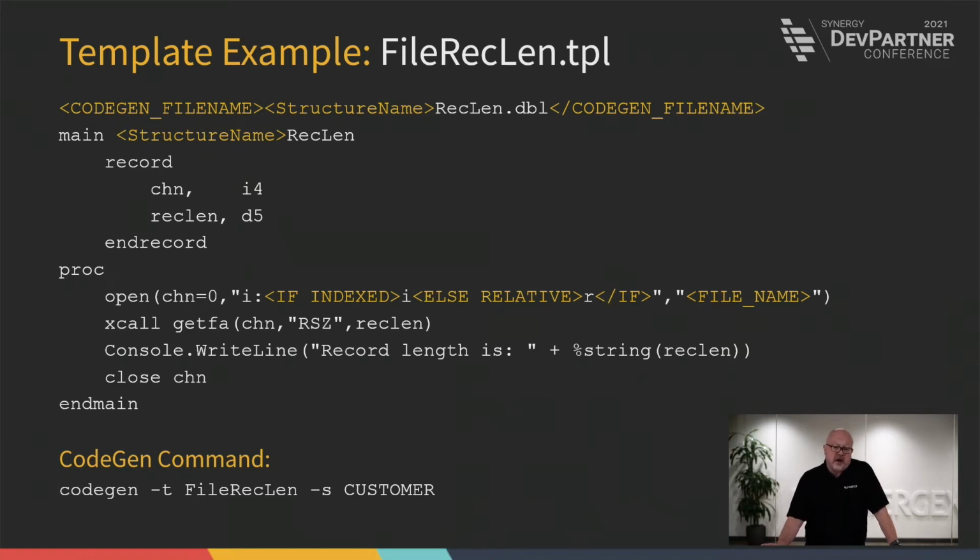Okay, an example of a CodeGen command line that we might use to use this template is CodeGen -t, and we name the template file that we wish to use. There are mechanisms to specify through environment variables which directory the templates are in and things like that. So there's various ways of setting up the environments. But basically, we're saying use this template in conjunction with this repository structure, and it will produce whatever output it produces based on this CodeGen file name token.